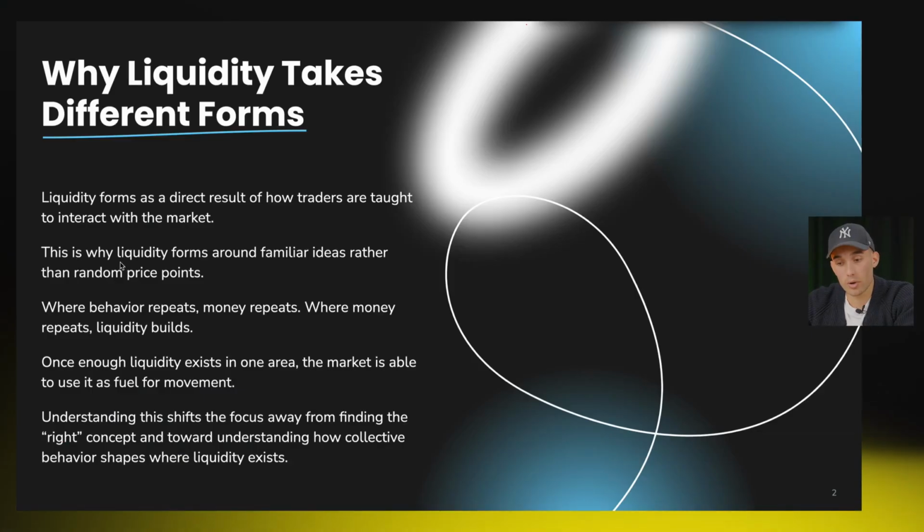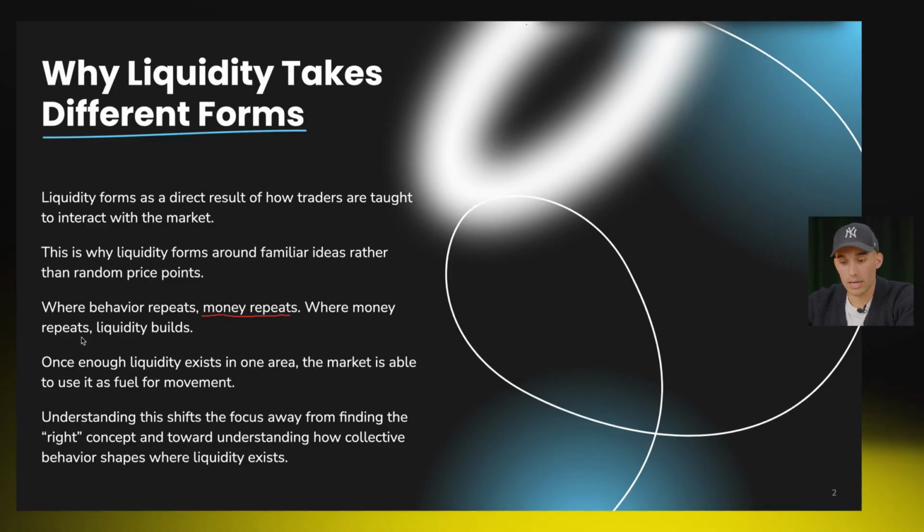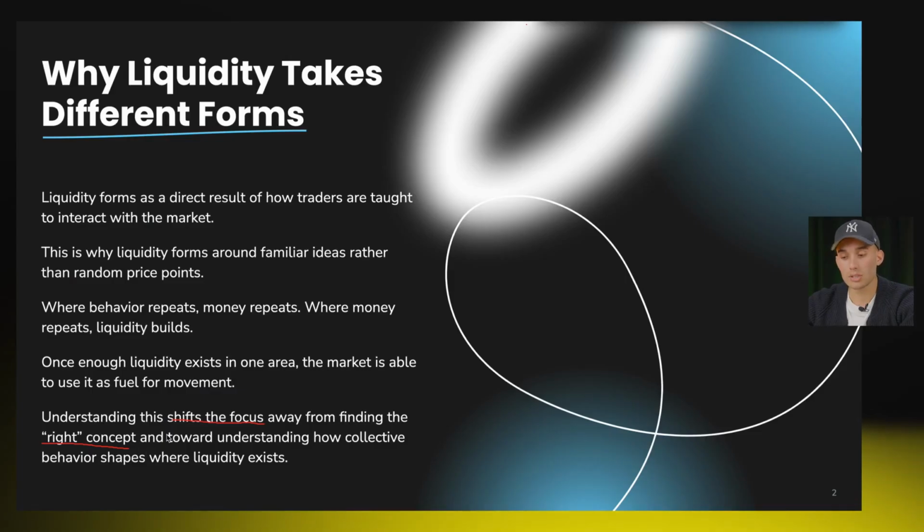This is why liquidity forms around familiar ideas rather than random price points. Where price behavior repeats, money repeats. Where money repeats, liquidity builds. Once enough liquidity exists in one area, the market is able to use it as fuel for movement. Understanding this shifts the focus away from finding the right concept and towards understanding how collective behavior shapes where liquidity exists.